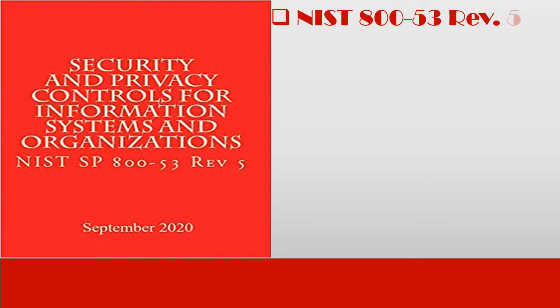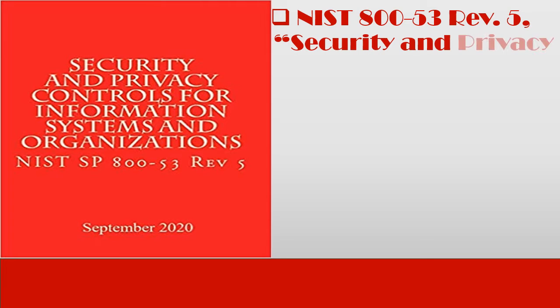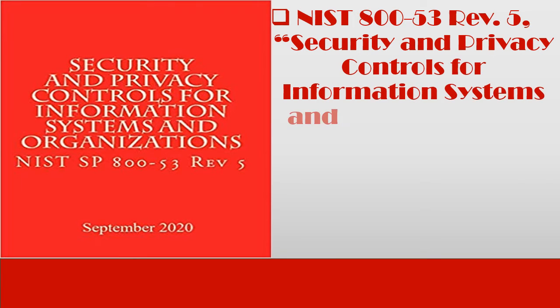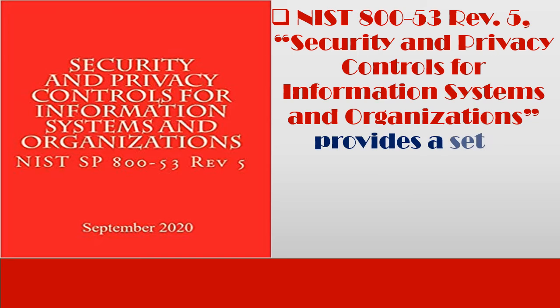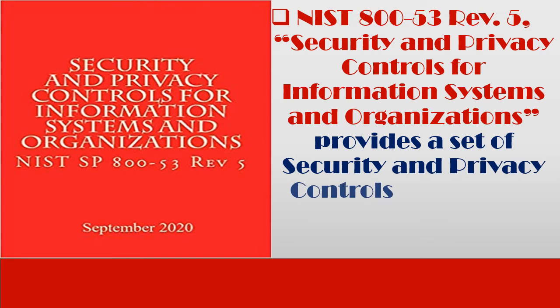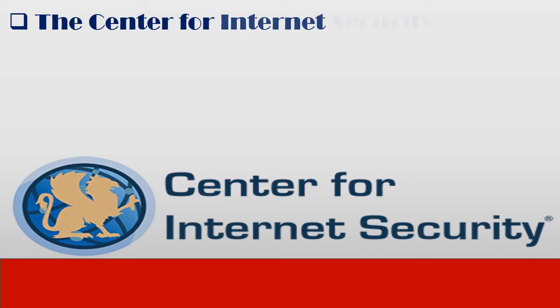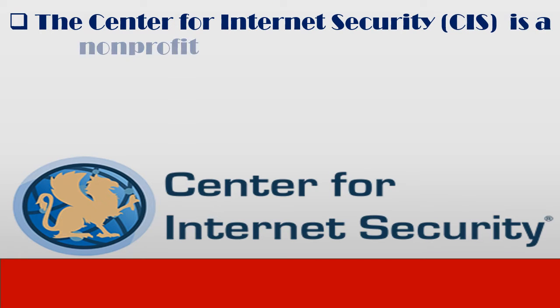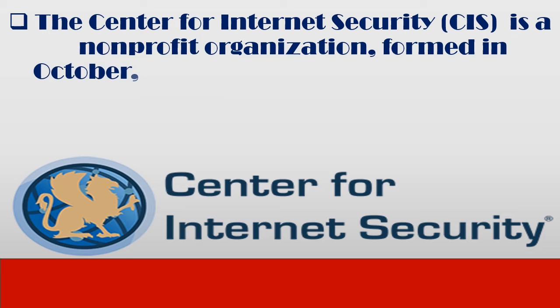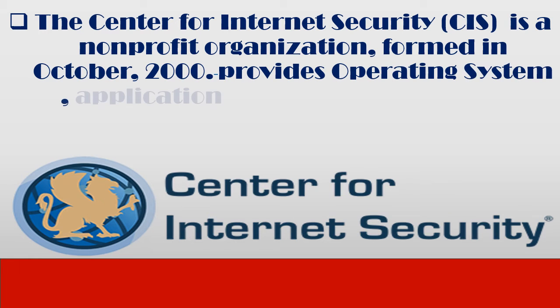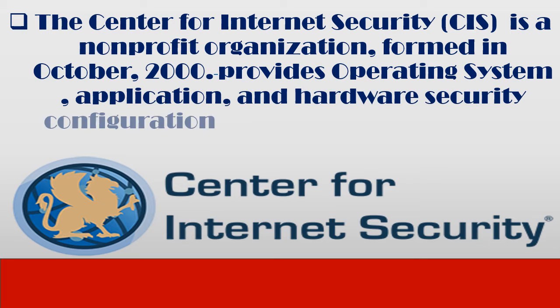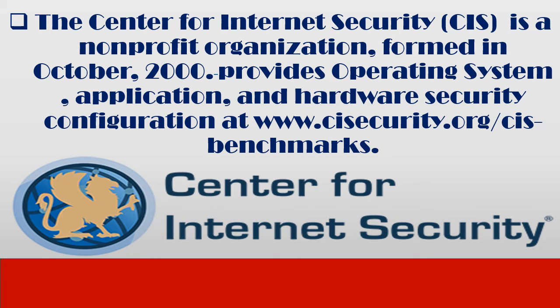NIST 800-53 Rev 5, Security and Privacy Controls for Information Systems and Organizations, provides a set of security and privacy controls for federal information systems and organizations. The Center for Internet Security (CIS) is a nonprofit organization formed in October 2000. It provides operating system, application, and hardware security configuration at www.cisecurity.org/cis-benchmarks.